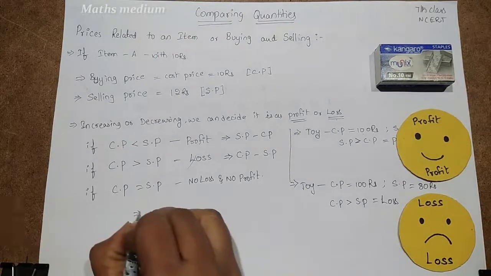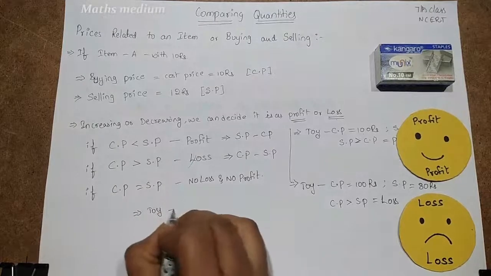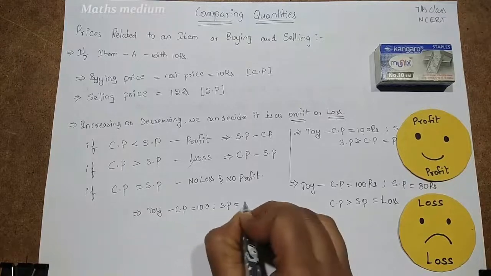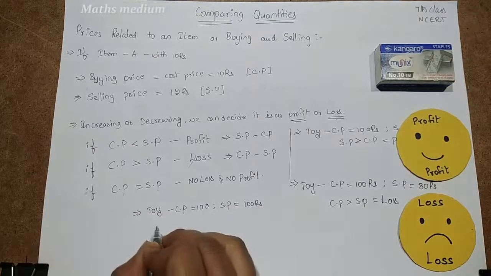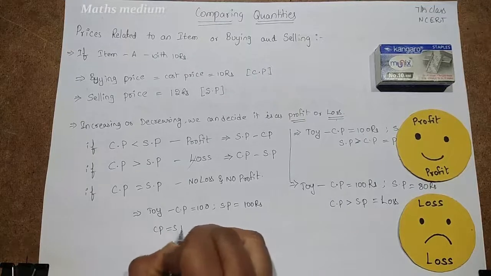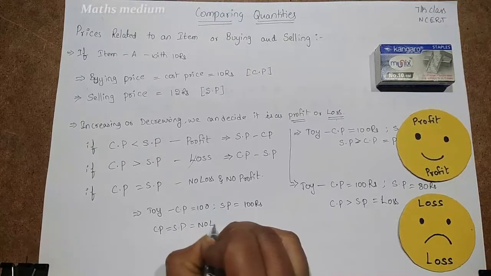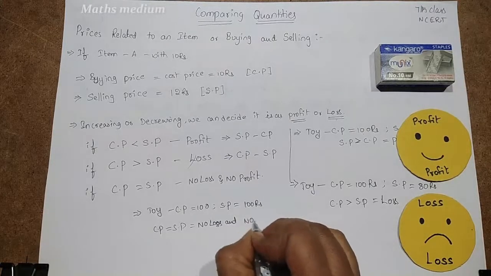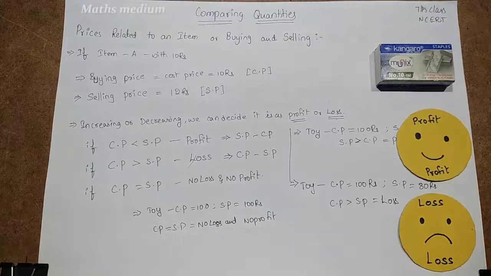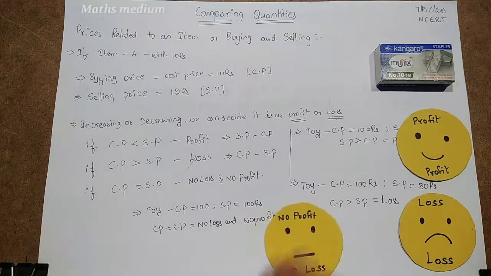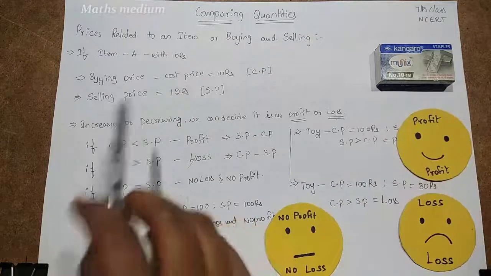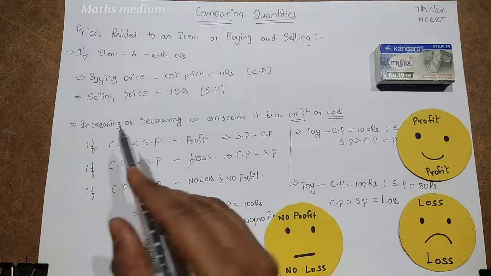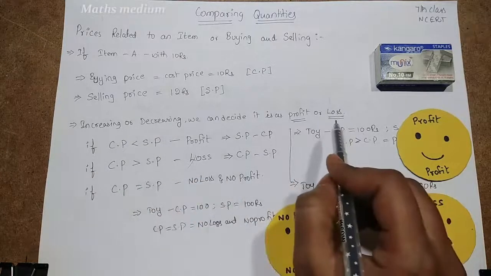If in case same toy, CP is 100 and SP, selling price, is 100 rupees, then we got CP is equal to SP. There is no loss and there is no profit. So there is no loss and no profit for us. So this is about what is a cost price and what is a selling price, and what if the item price increases or decreases, then how we are getting profit or losses formulas.